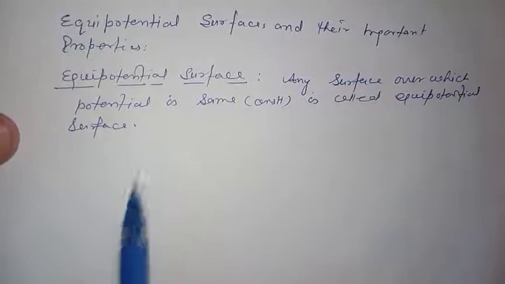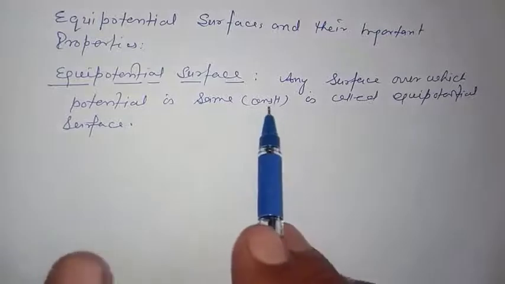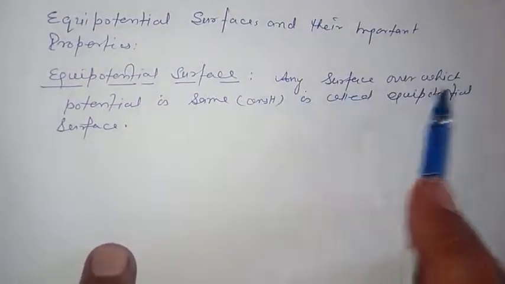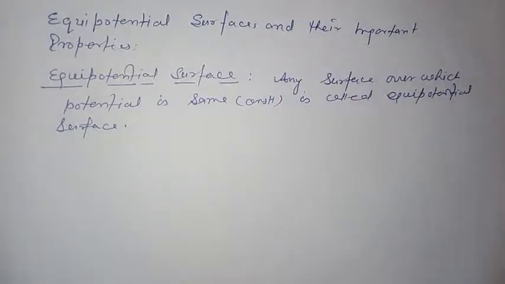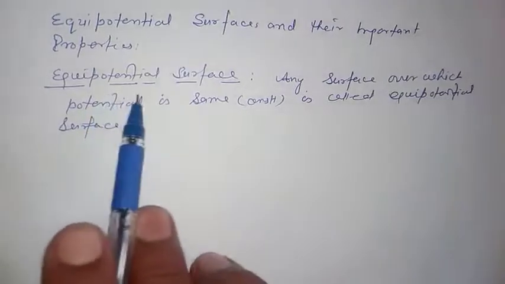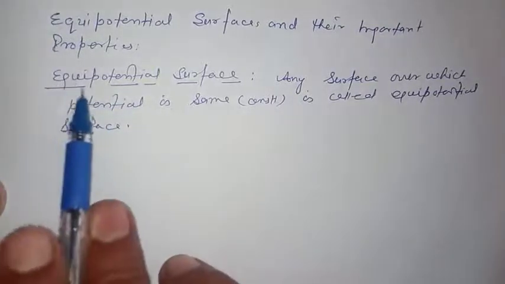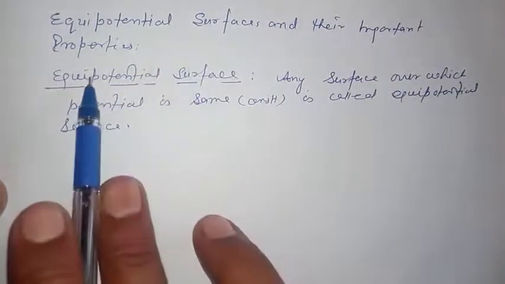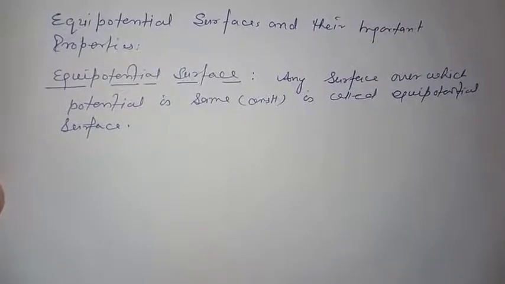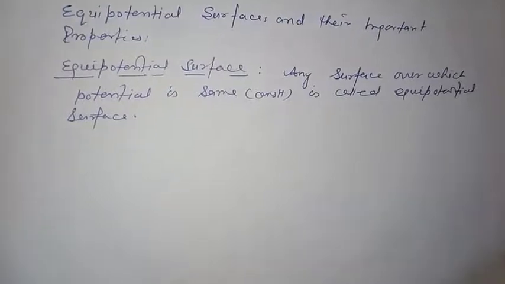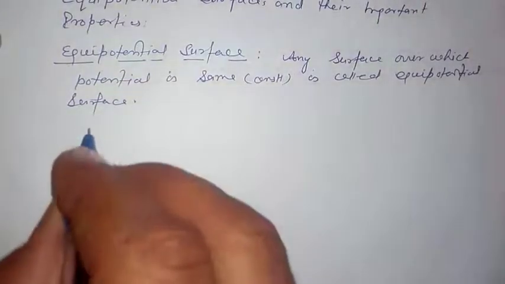Hello students, welcome. In this video, we will discuss equipotential surfaces and their important properties. So first of all, what is an equipotential surface? Let us go with the definition. Any surface over which potential is the same or constant is called an equipotential surface. It should be clear from the name itself. Equipotential: equi means equal, potential means potential. So the surface over which the potential is constant is called the equipotential surface. Now let us discuss in detail how these surfaces are formed, how the potential becomes equal.